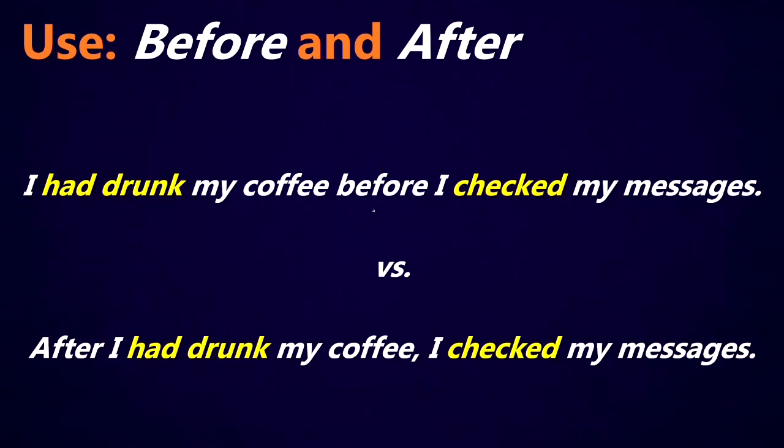So I had drunk my coffee before I checked my messages. After I had drunk my coffee, I checked my messages. So the only difference between these two sentences is that in the first one we're using before, and in the second one we're using after. The meaning is the same. I just attached before to the past simple one, the thing that happened second, and I attached after to the past perfect, the one that happened first.